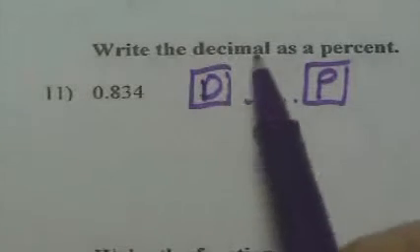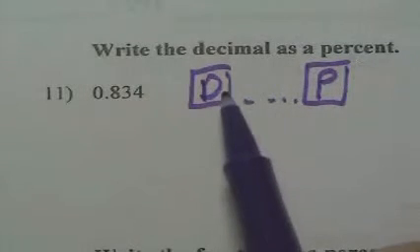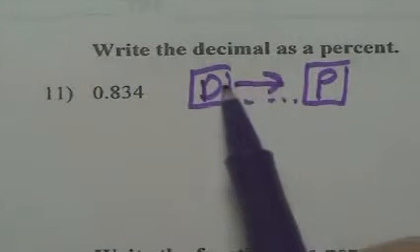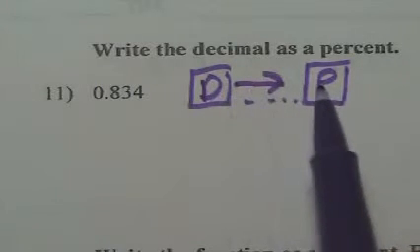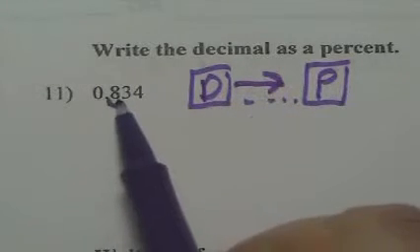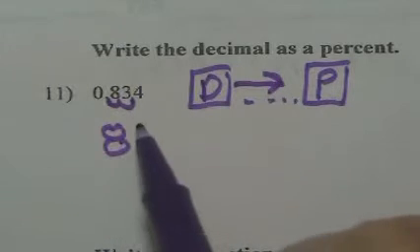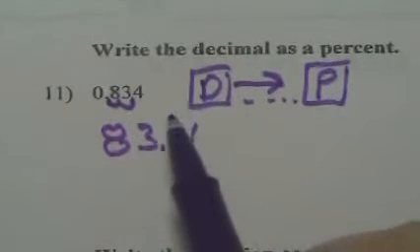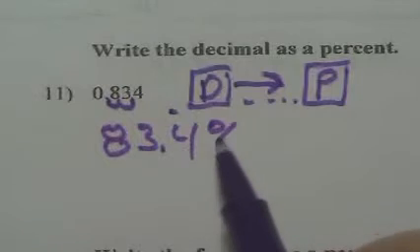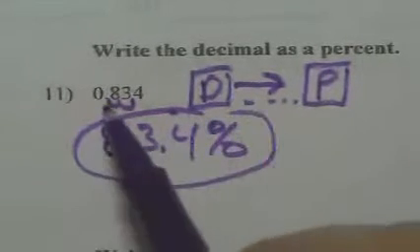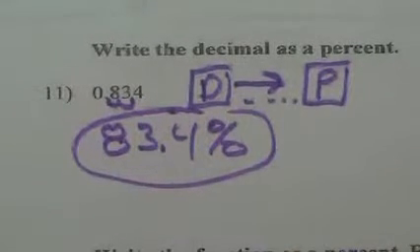Number 11, write the decimal as a percent. It's decimal, you want it to go to percent, so you have to move the decimal this direction to the right 2 spaces. So I'm going to have to move it over to where it says 83.4. That is now a percent. You went from decimal to percent.